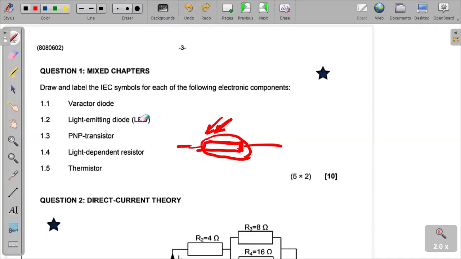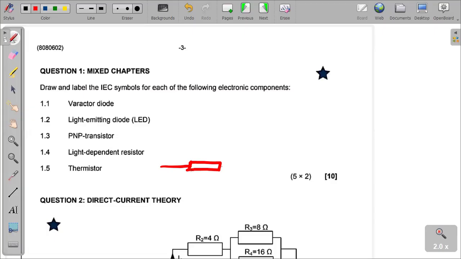This is the light-dependent resistor. Then the thermistor is like this. The resistor again, but remembering now this is a temperature dependent resistor, with the temperature coefficient. There is plus, there is minus, because it can be a positive temperature coefficient. It can also be a negative temperature coefficient. So these are the symbols.